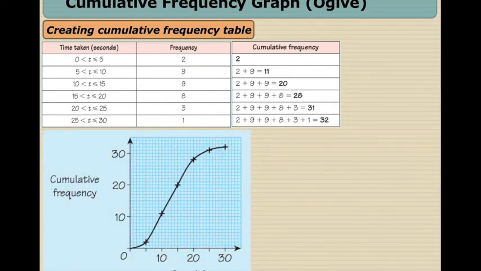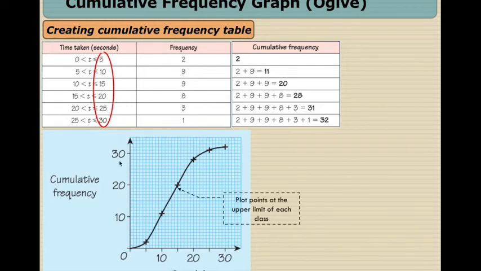Next, what we do is make the cumulative frequency graph or ogive, and we use the upper limits to help us plot points. On the x-axis is time in seconds, and on the y-axis is the cumulative frequency. In the first interval, the upper limit is 5, so you look for 5, and the cumulative frequency is 2. So 5, 2, and then you give a cross.